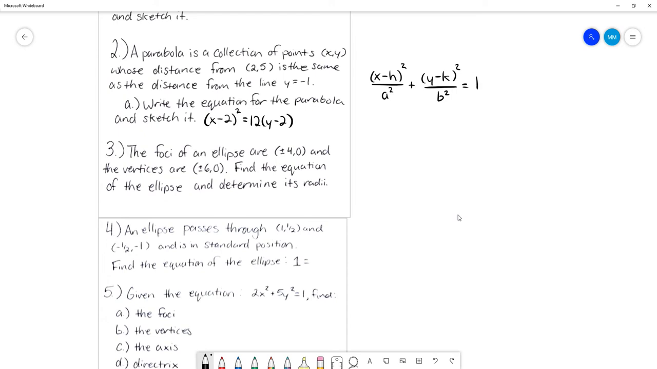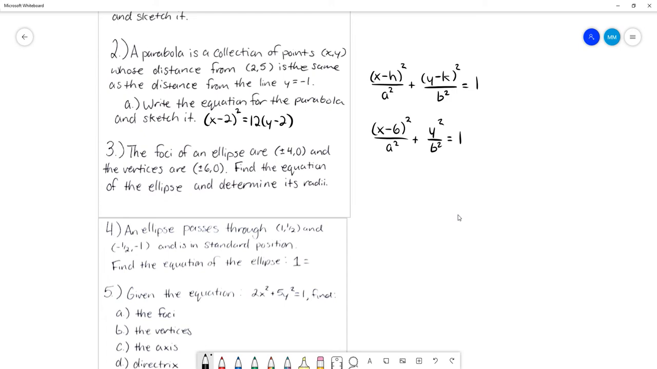Okay, let's go from here. It says my foci. Oh, we've got our vertices, where our y is 0, and our h is going to be 6 there. So it's going to be x minus 6 squared plus y squared equals 1. Good.